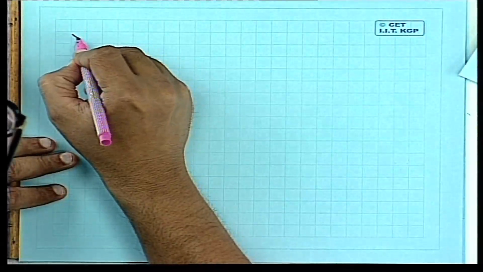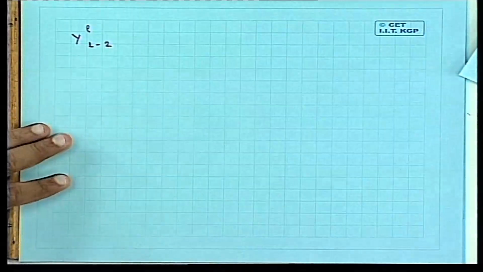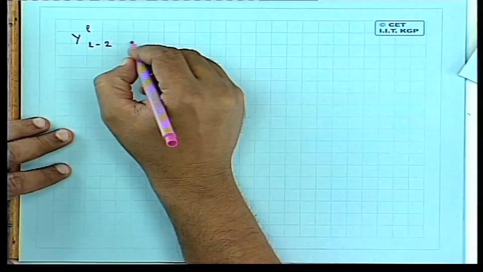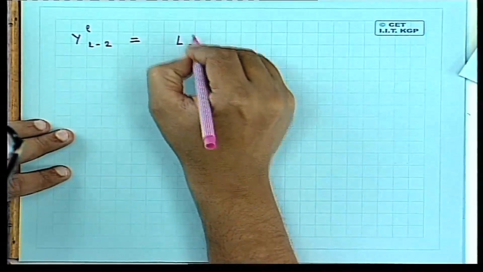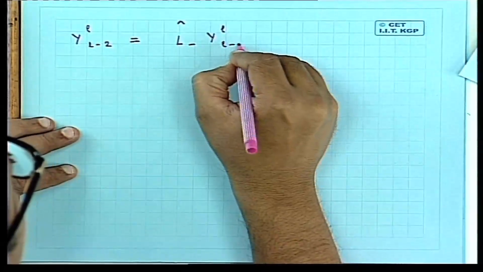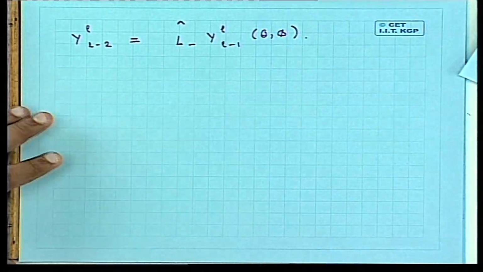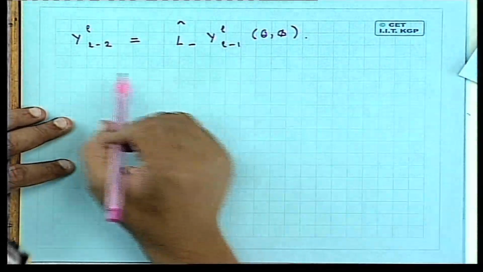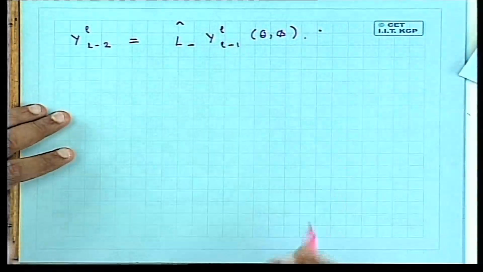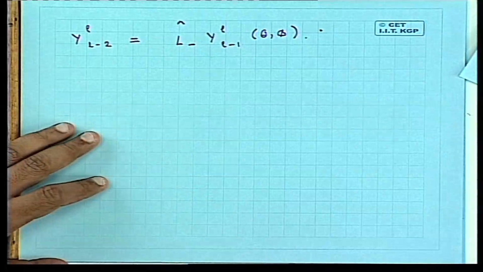Now, we can work out Y_L, L minus 2 by a similar procedure. This is equal to L minus acting on Y_L, L minus 1, theta phi. Okay. So, we shall continue, we shall evaluate this in the next class, and then we shall obtain general expressions for these eigenfunctions, and we shall also work out the normalization coefficients in the next class.